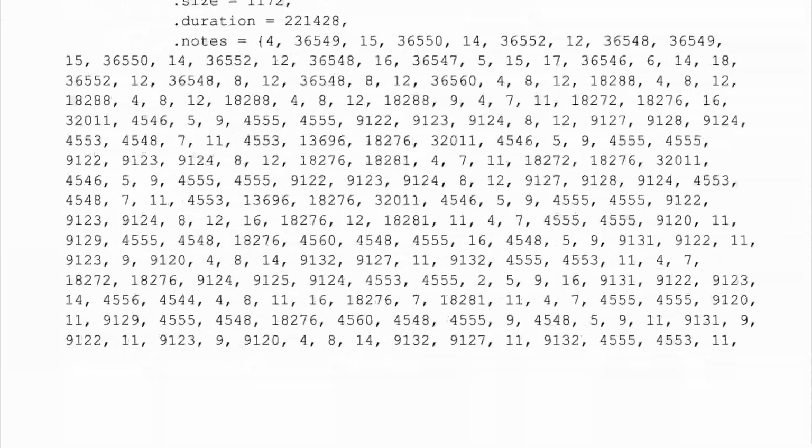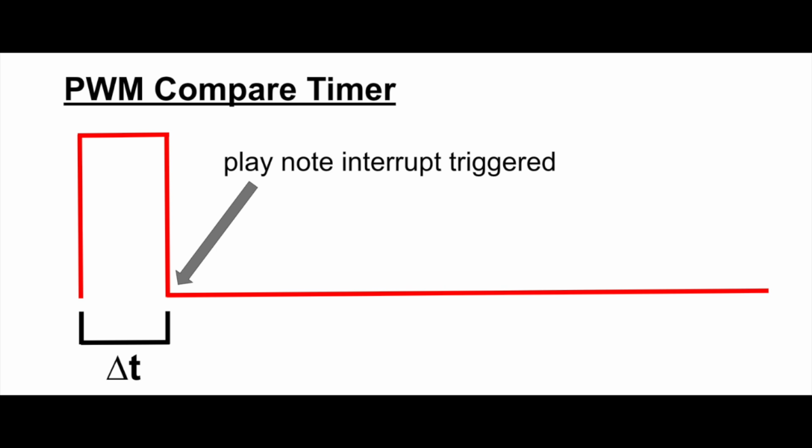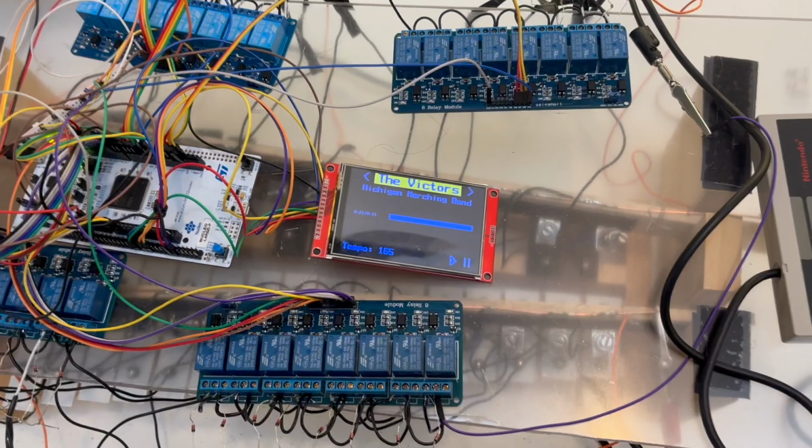Next, we configured a compare timer to trigger an interrupt when the delta T, or change in time, to the next note for each note passes, allowing us to trigger our solenoids.